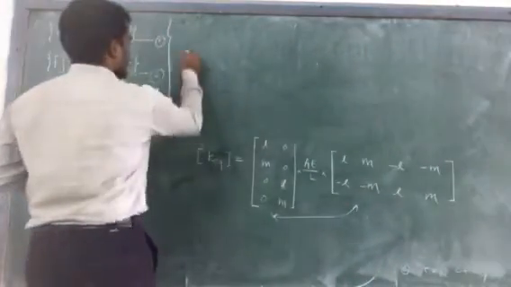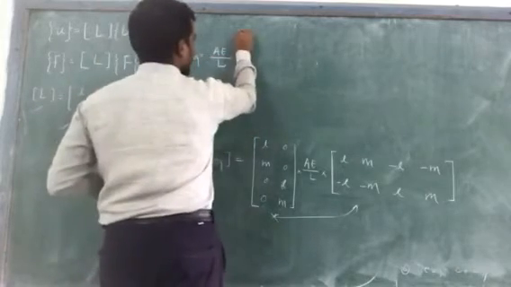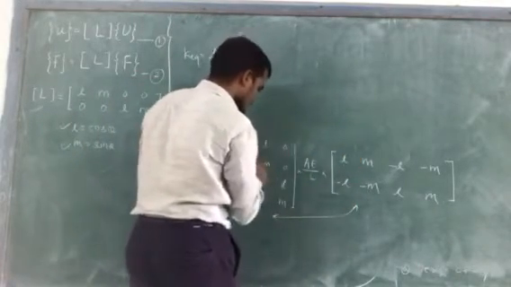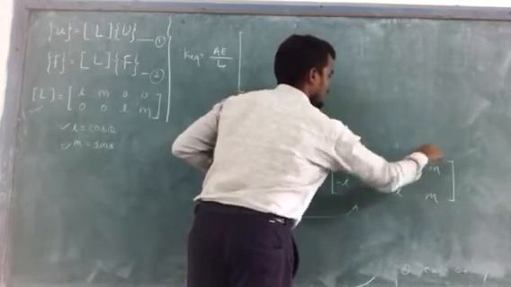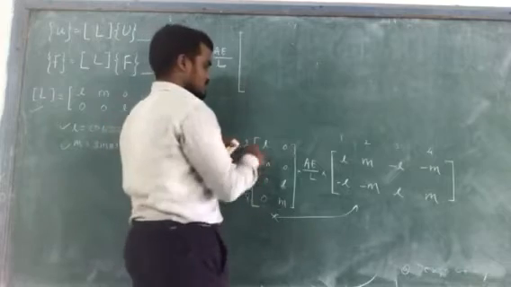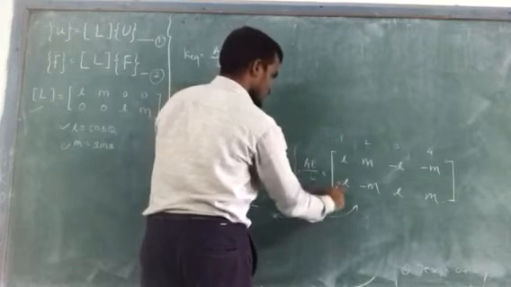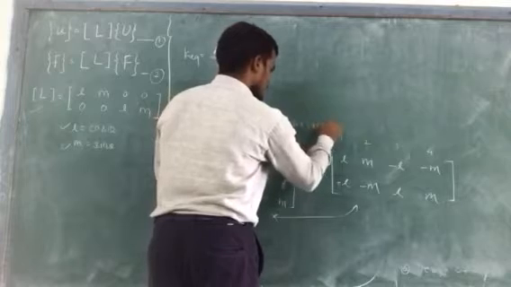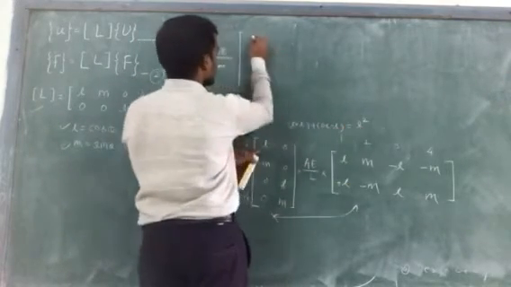So K equivalent will become A by L, which is common, into the product. Multiply this row by all these columns. There are 4 columns: 1, 2, 3, 4, and 4 rows: 1, 2, 3, 4. So multiply this row by these columns. What is the output for the first row into the first column? L into L plus 0 into minus, so the output will be L square. First row into first column, we write L square.